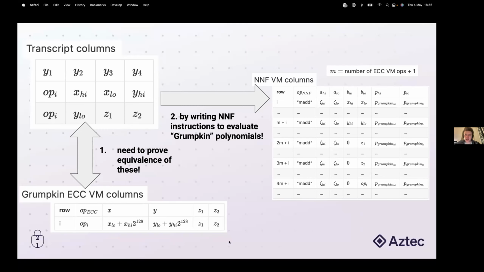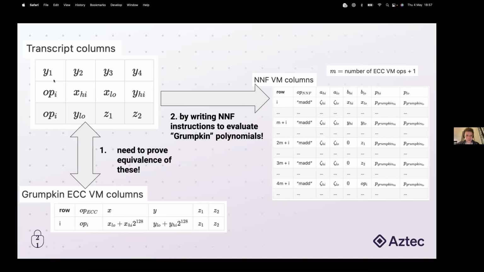And then what needs to happen is you need to take the information in your main transcript, over your main curve, that maps to these columns and basically interpret it as if it were part of the Grumpkin transcript columns when you're evaluating polynomials. So by that I mean, in this example, the values x low and x high combine to form one column in your zkVM. Same with the y low and y high values. And then z1 and z2 are their own independent columns.